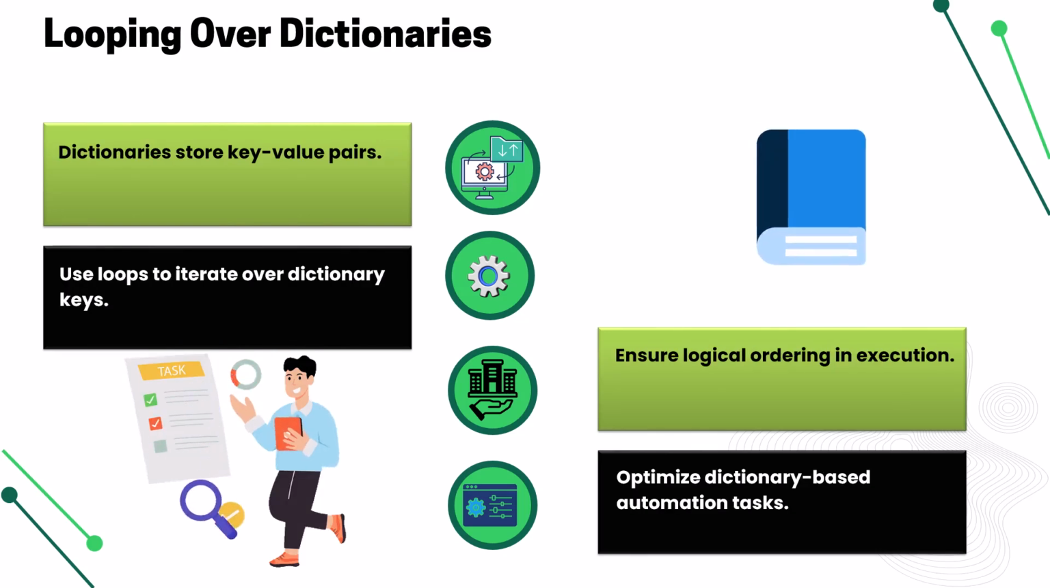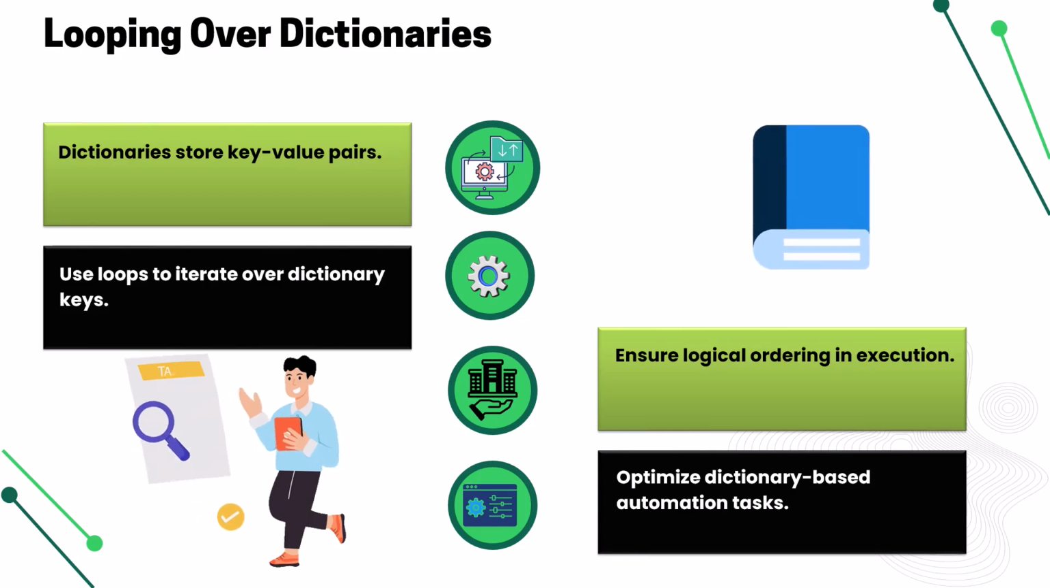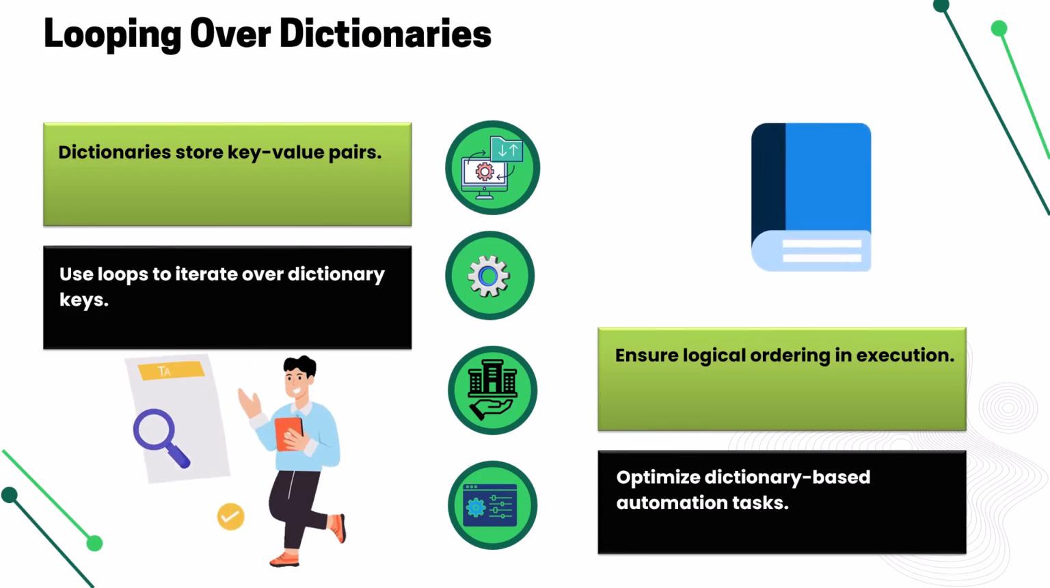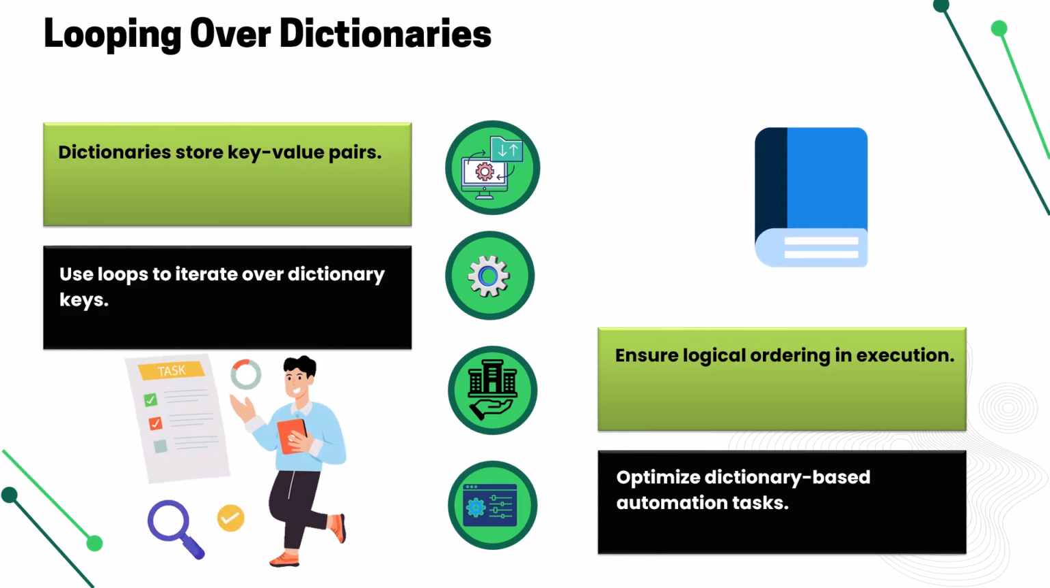Looping over dictionaries is like handling a menu. Each item has a price, and Ansible ensures everything is processed correctly. Whether assigning permissions or organizing configurations, looping through dictionaries is a neat trick.